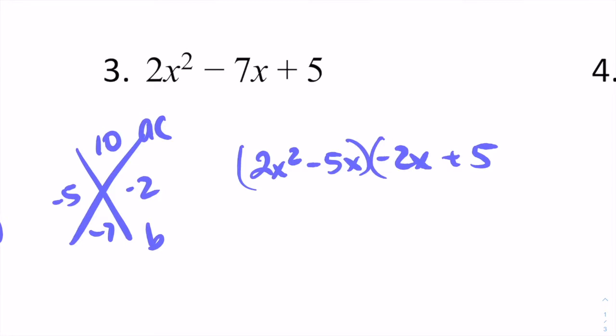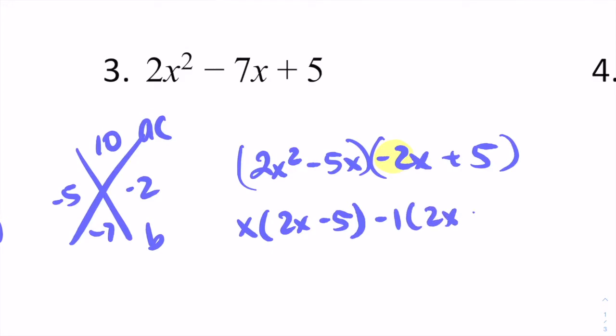Factor by grouping. Take out an x, you get 2x minus 5. Take out a negative 1. Why? Because you always want this first term to be positive. So if it's not, you just take out a negative 1. And you get x minus 1 and 2x minus 5.